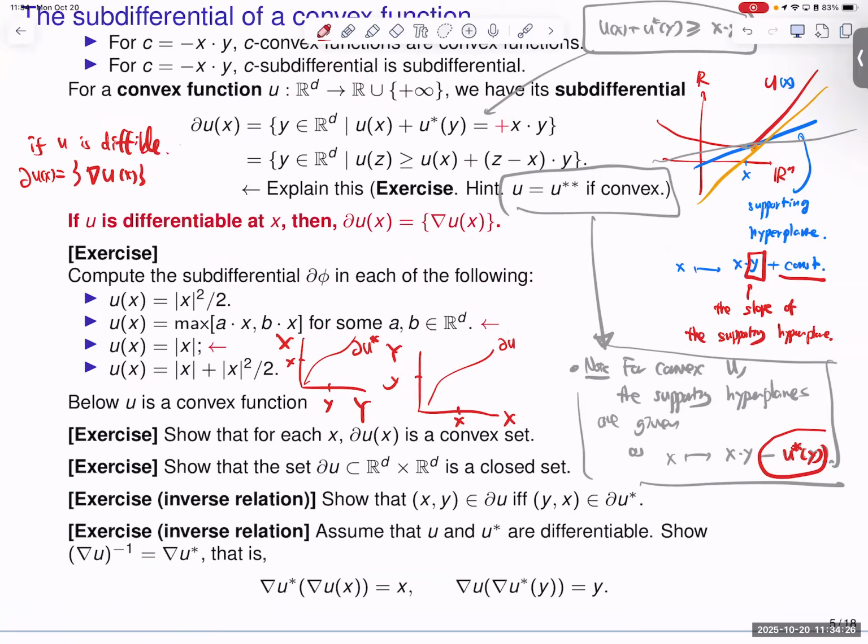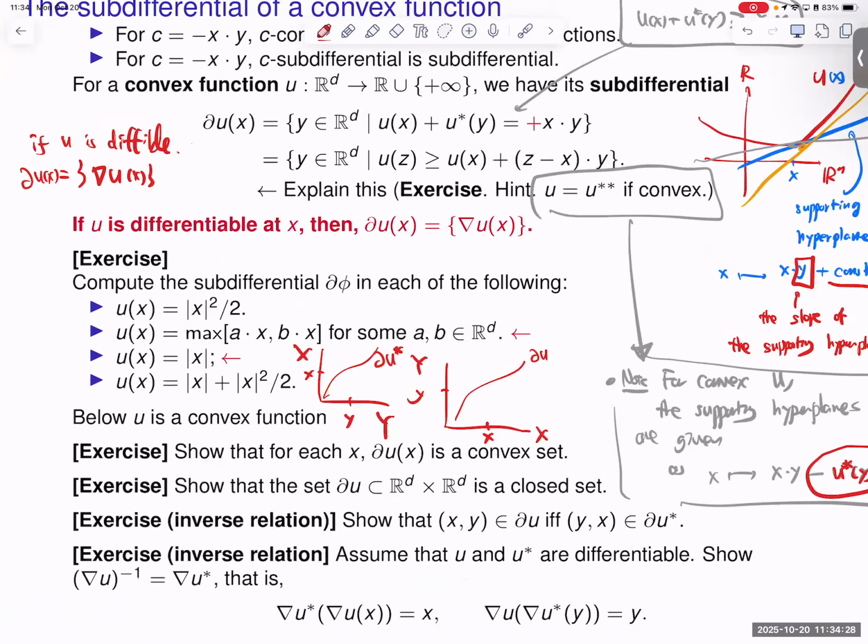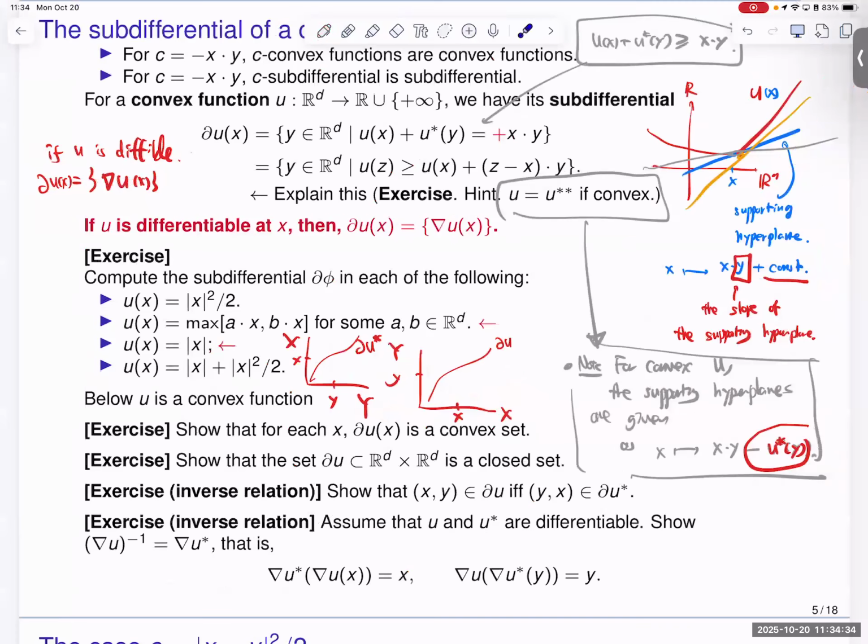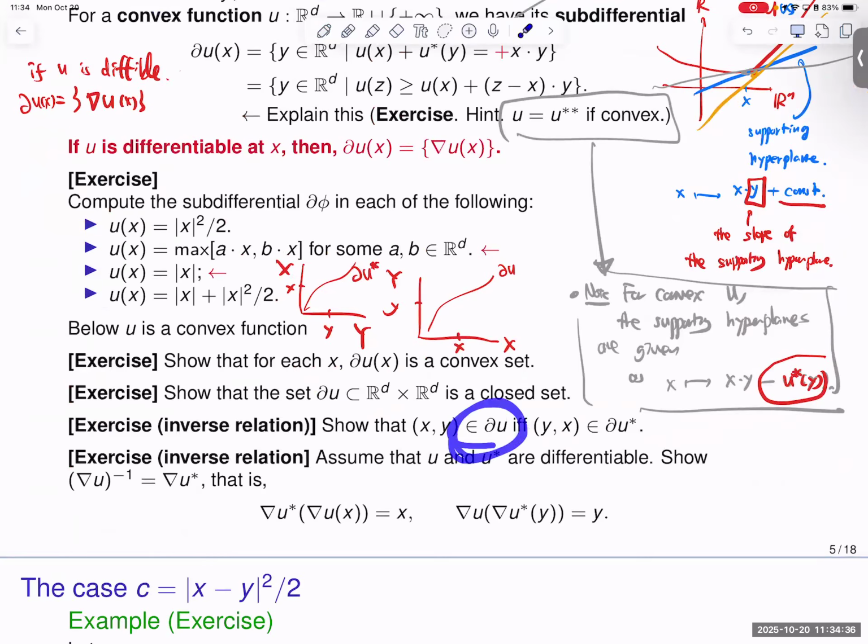Then the subdifferential is nothing but the gradient. And the gradient can be understood as a mapping from x to the gradient of u. Now, this subdifferential, which is just the gradient of u, should be inverse to the subdifferential of u star, the gradient of u star, when u and u star are differentiable. So that is this relation, that they are inverse to each other.